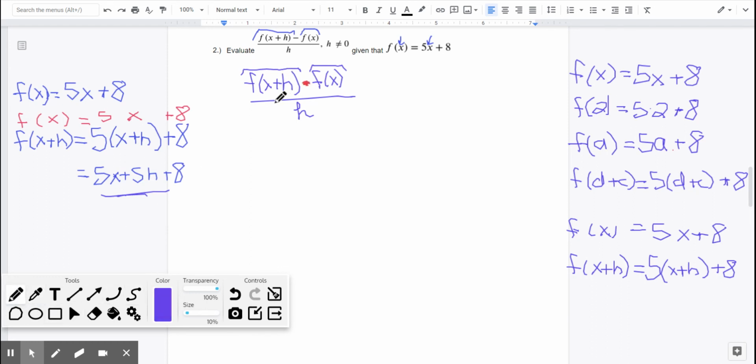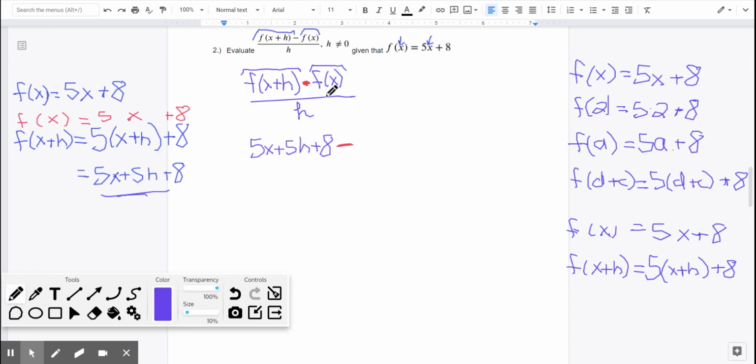Okay, so f of x plus h is equal to these three terms. So I'm going to replace it with 5x plus 5h plus 8. And then I have the minus sign. There's no reason for you to need to make that a different color. I'm making it a different color to accentuate that it's a minus there.